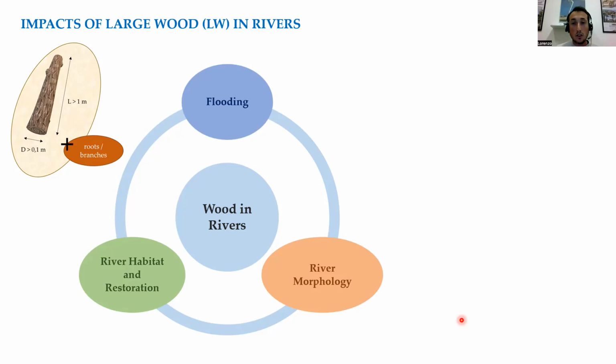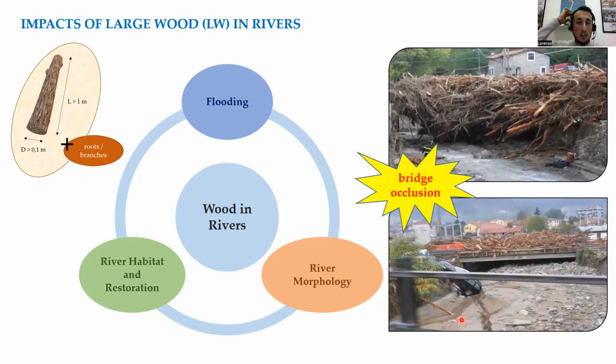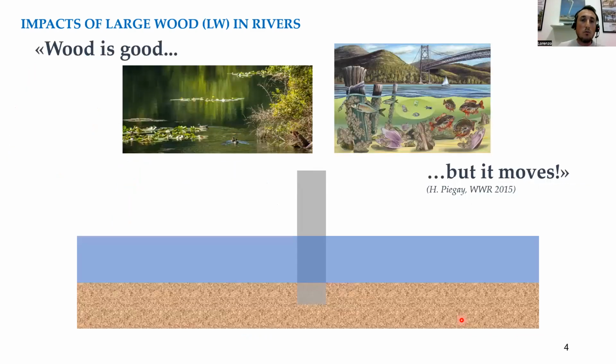The third reason is that the presence of wood accumulation could usually induce a change in the river morphology. In particular, this presentation is focusing on the occlusion of bridges due to the presence of wood accumulation. So again, wood is good from the ecological point of view, but when it is transported, it may be trapped at the bridge piers, for example, as in the sketch at the bottom of the slide.